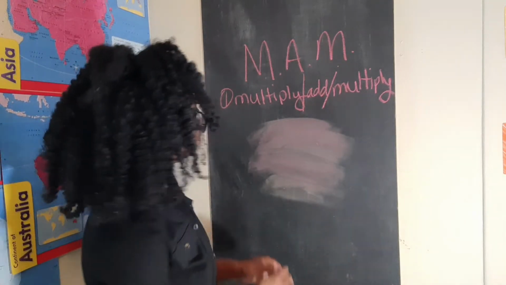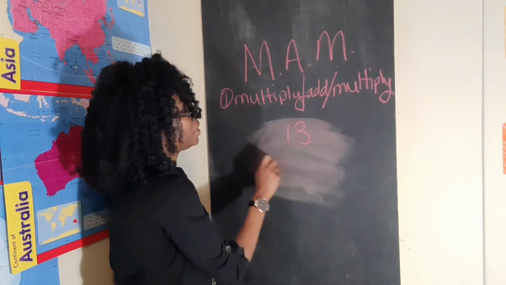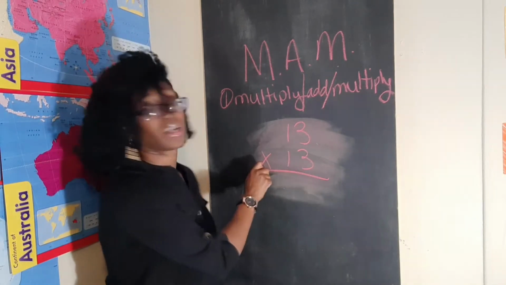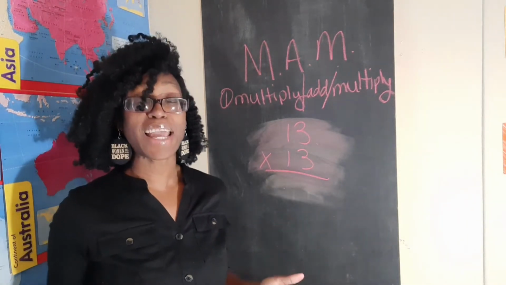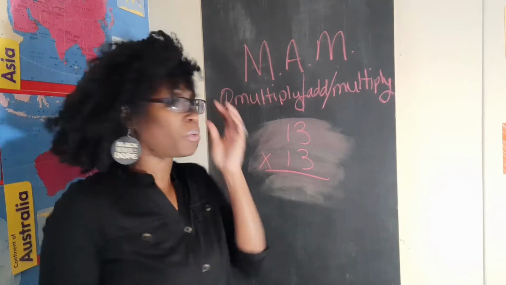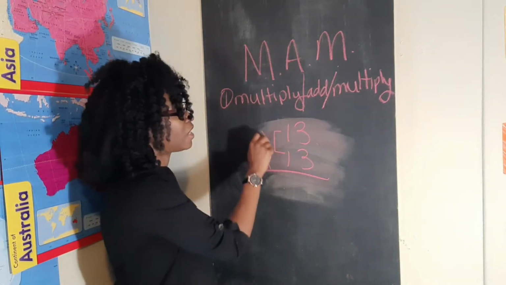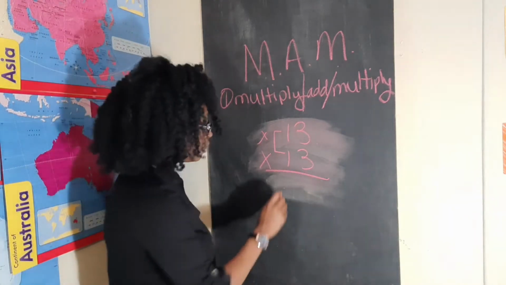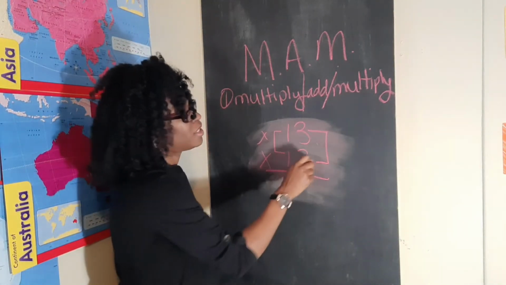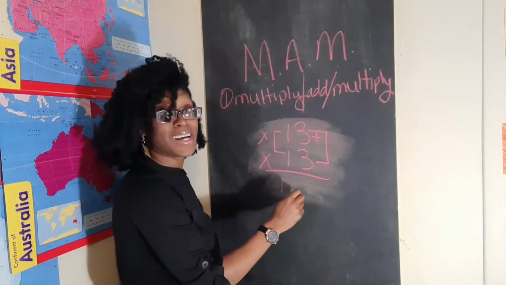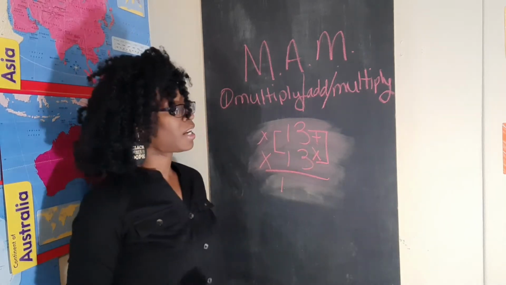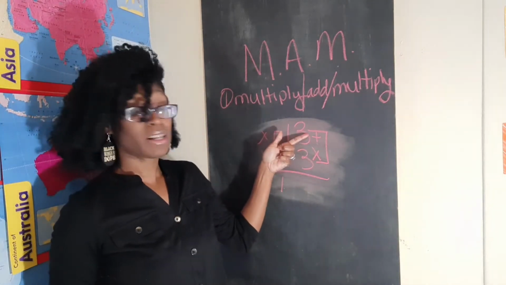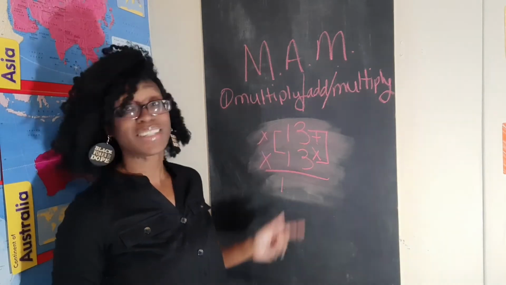What about 13 times 13? All right, we're going to follow this same idea, the MAM method. So we're first going to multiply the first column, and 1 times 1 is, you guessed it, so easy, 1. And then the second column, we're going to put our plus sign, and we're going to put our multiplication sign. So we're going to add the second column first, and then multiply that same column.